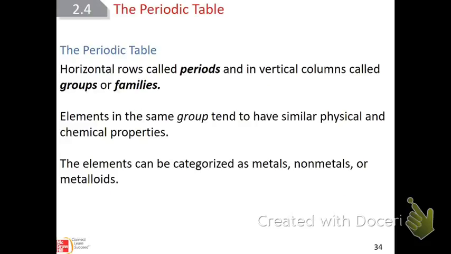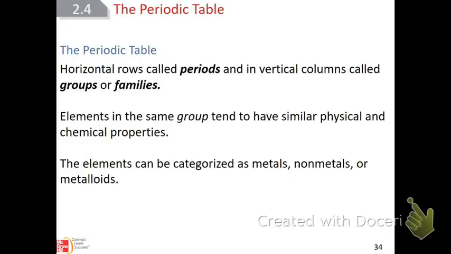For example, I'm going to expect you to know that the horizontal rows across the periodic table are called periods, and they're significant because the elements that fill those rows have their electrons that fill the same energy level. So electrons live or fill orbitals that are in that same energy level.